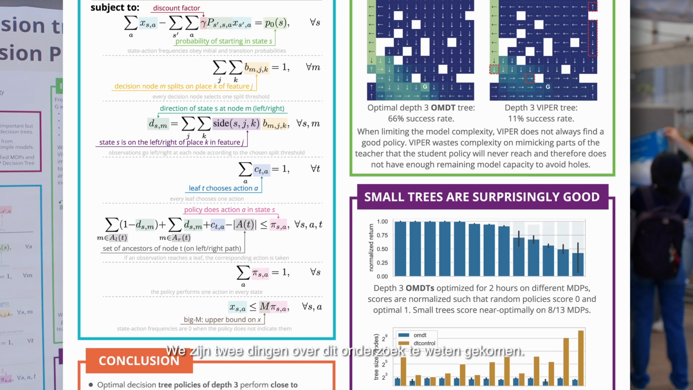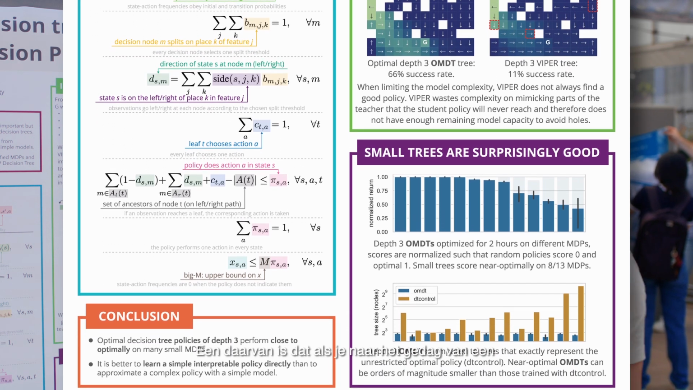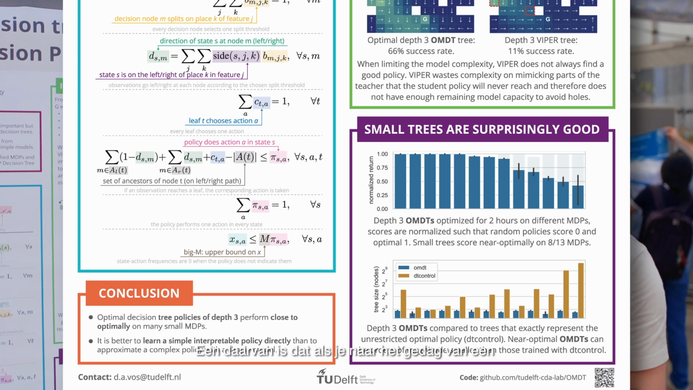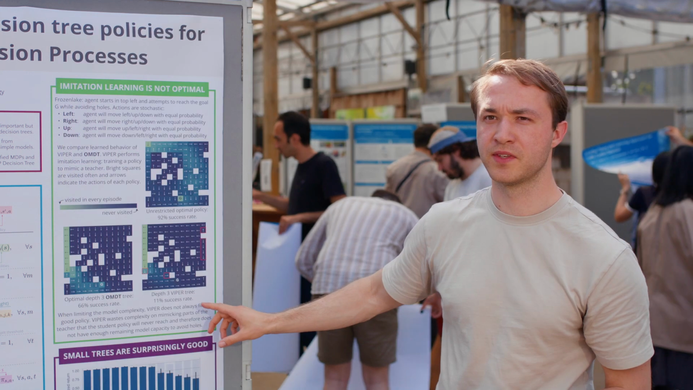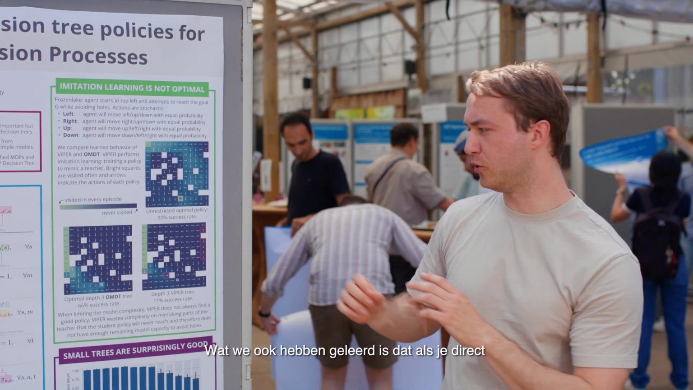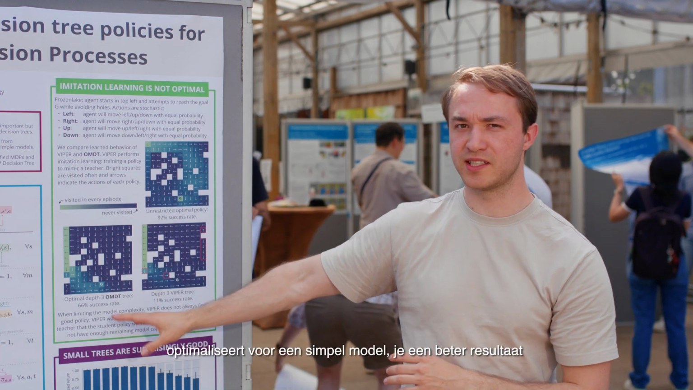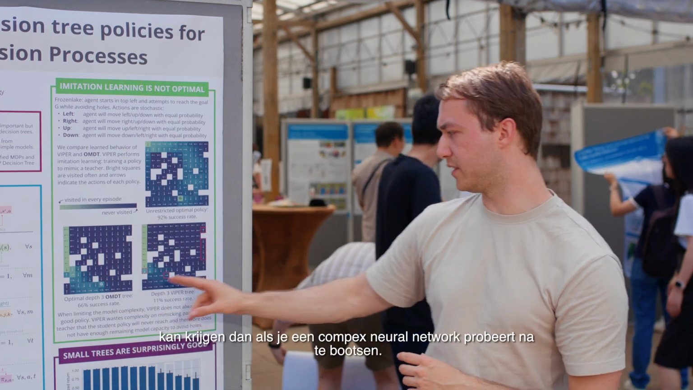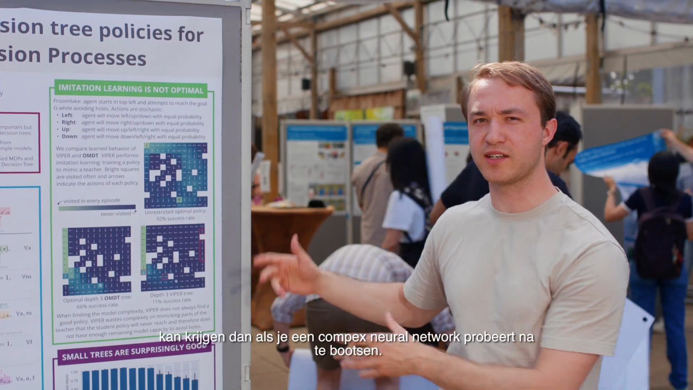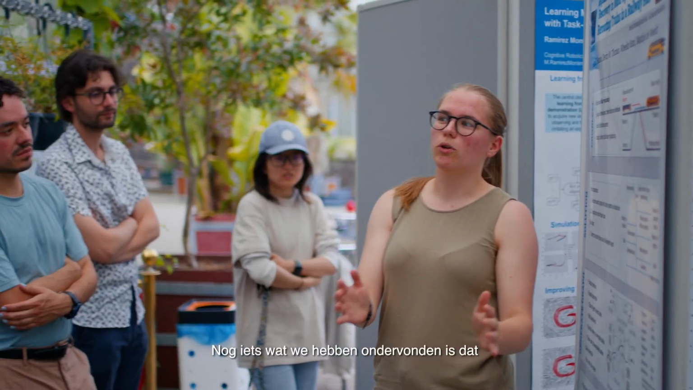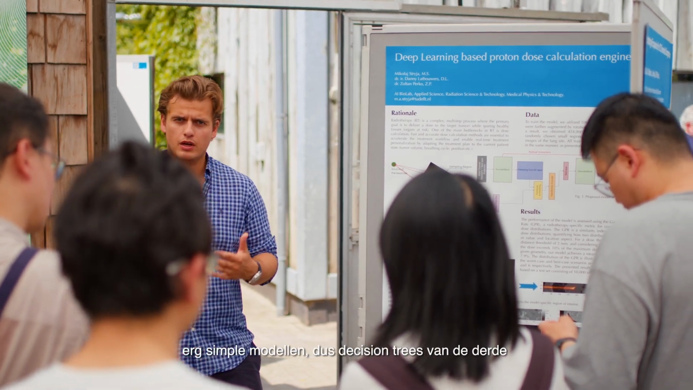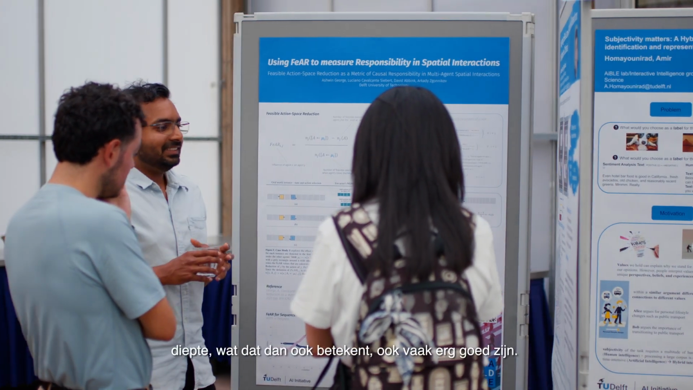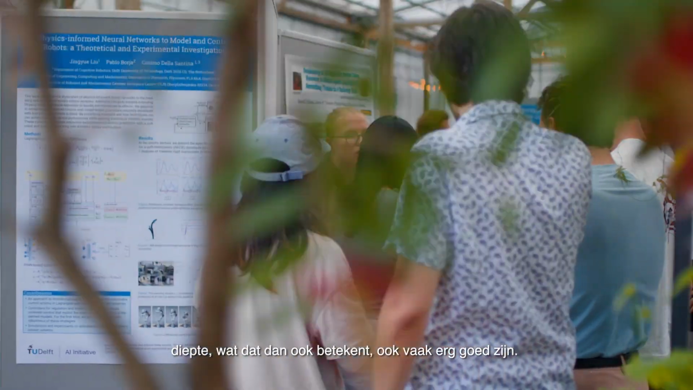We found two things out about this research. One is that if you look at the behavior of a neural network policy, it looks very different than the behavior of simple decision tree policies. And what we learned is that if you directly optimize for a simple model, you could get something better than if you try to imitate what a complex neural network is doing. Another thing that we found out is that very simple models, so decision trees of depth 3, whatever that is supposed to mean exactly, are often quite good.